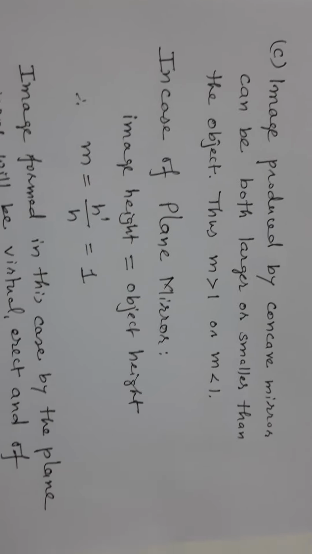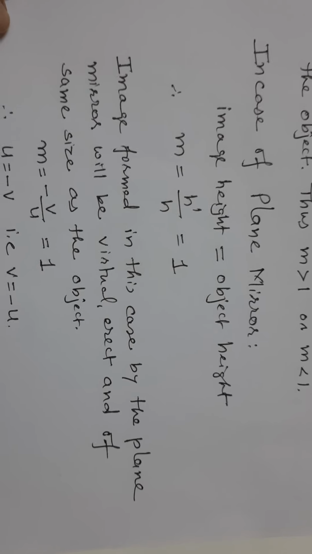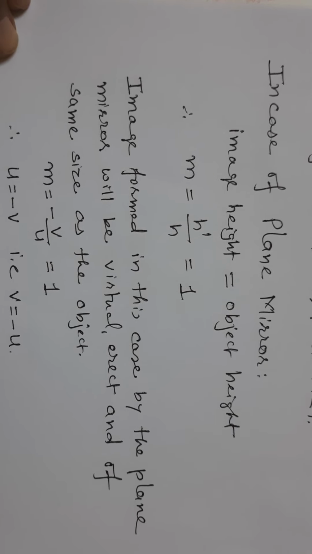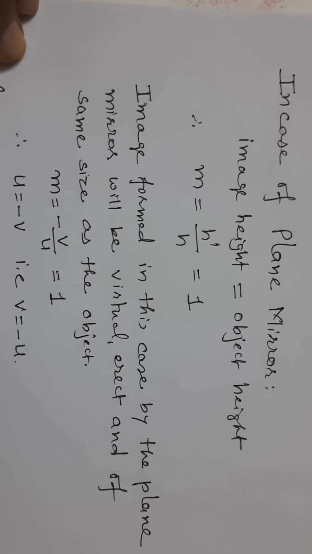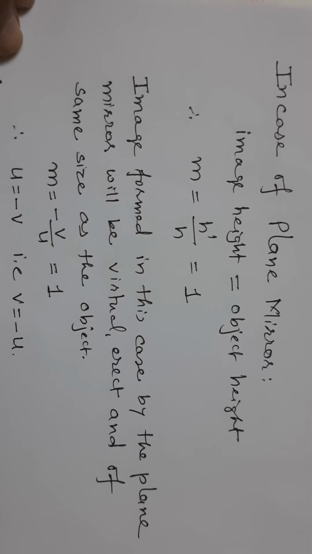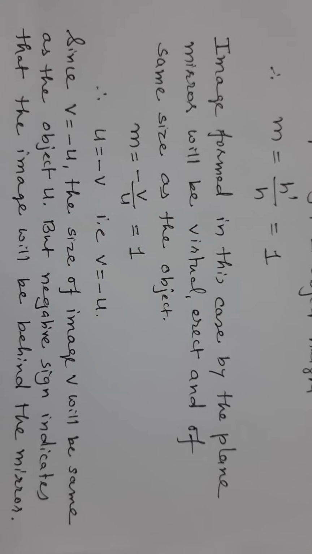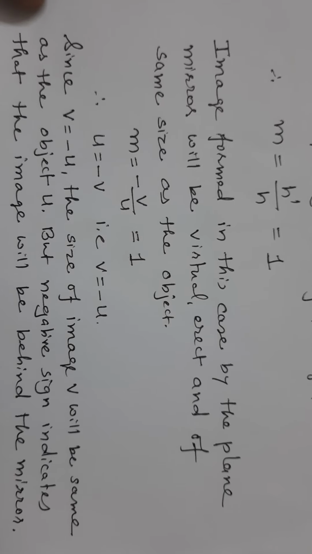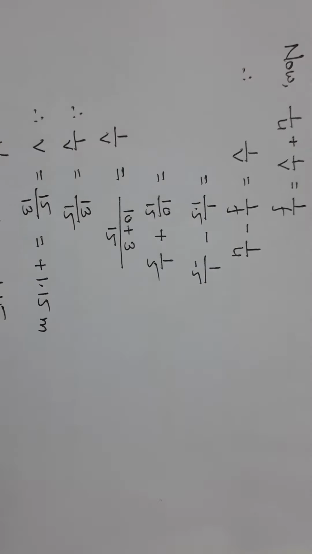The image formed in this case by a plane mirror will be virtual, erect and of the same size as the object. It can also be explained in this manner in terms of v and u. Now we know that m is equal to minus v upon u. Now u is equal to minus v, and therefore when we substitute the value, we will get plus 1. Since v is equal to minus u, the size of the image will be the same as the object. But the negative sign indicates that the image will be behind the mirror. So do remember that. Now we are coming to one numerical.